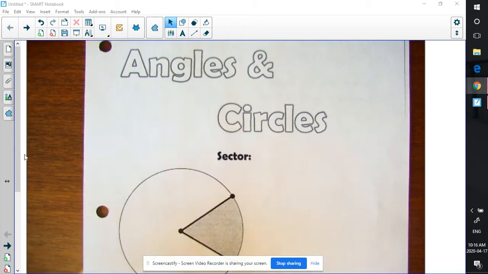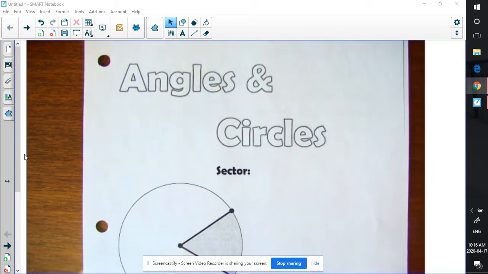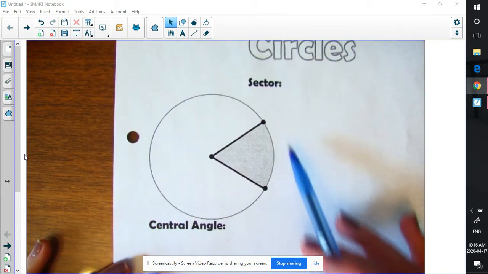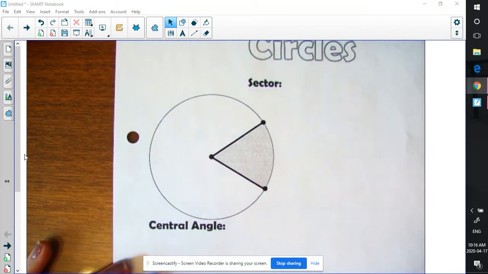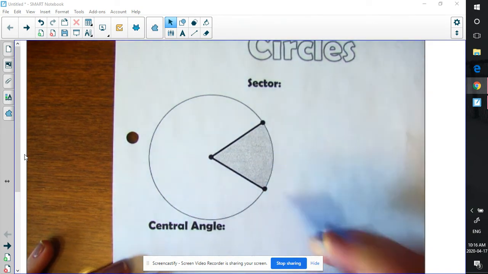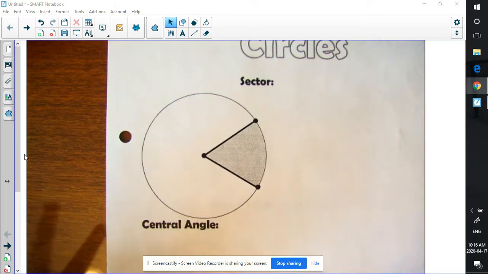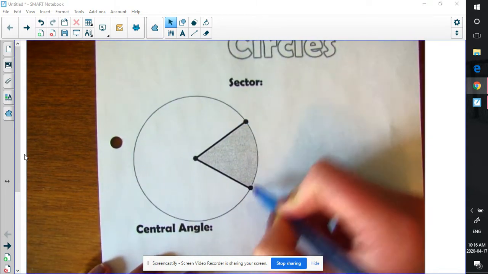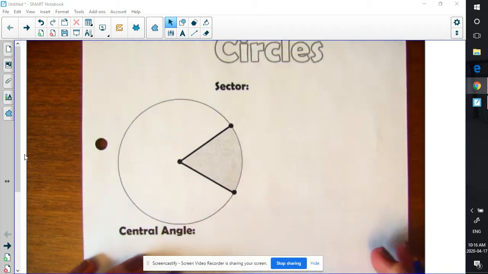Okay, so in this video, I'm going to teach you a few vocab terms that have to do with angles within circles. So of course we have a circle here. This point in the middle we all know is the center. And then we have what looks like a piece of pizza or a piece of pie or a piece of this circle. And we call this piece a sector.